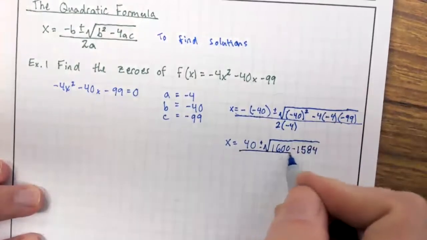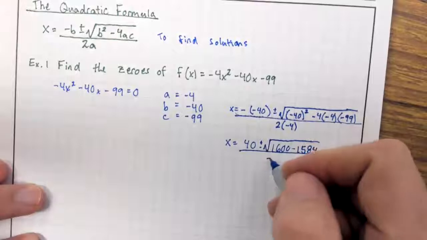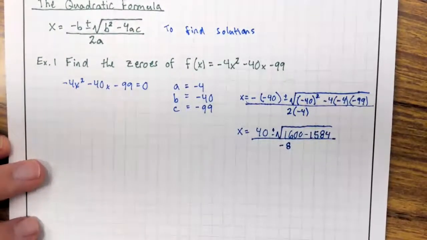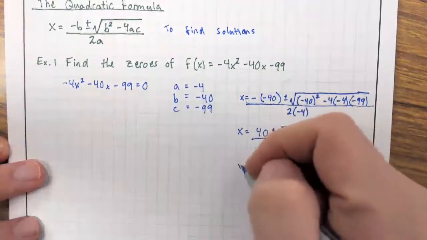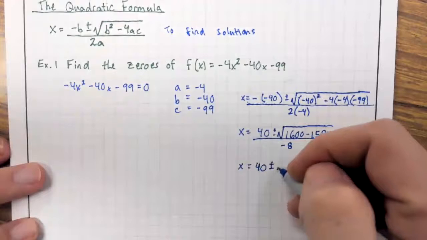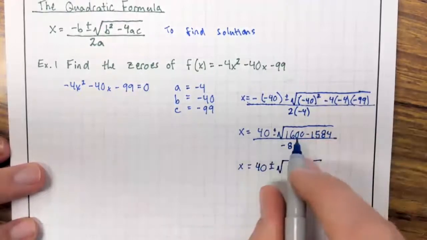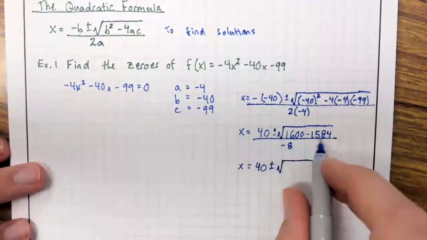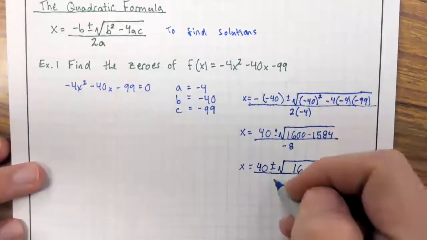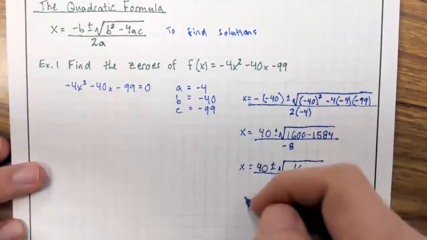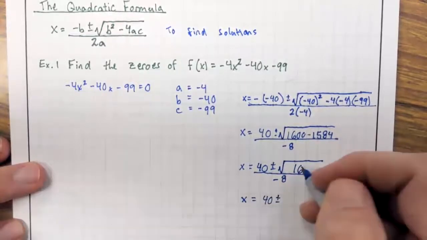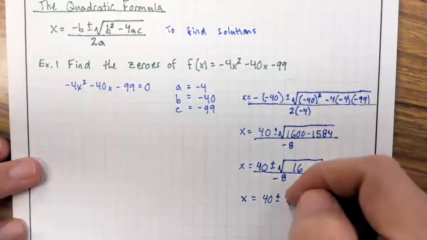This will all be divided by negative 8. Got 2 times negative 4, which is going to give me, like I said, negative 8. So if I just keep plowing through this, keep simplifying, it's really all it is. 40 plus or minus square root of. All right, so 1,600 minus 1,584, that is going to give us 16. Still dividing by -8. All right, guys, almost done. 40 plus or minus the square root of 16, which is actually just 4.